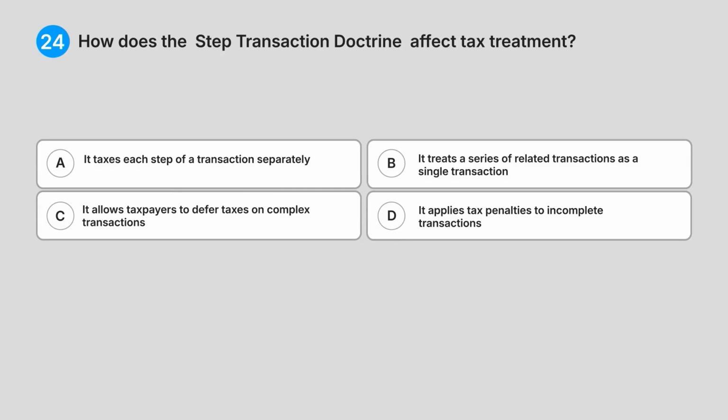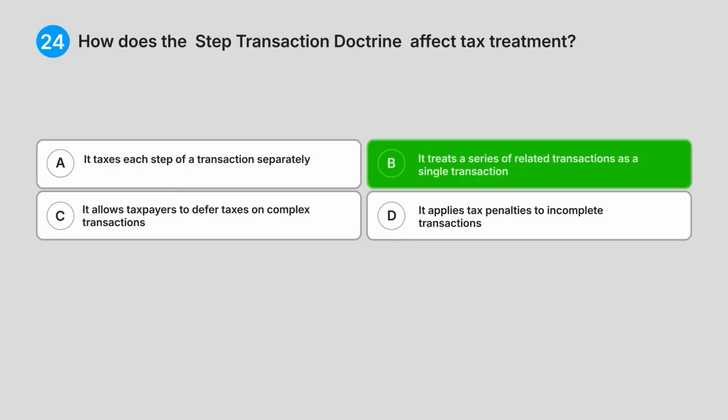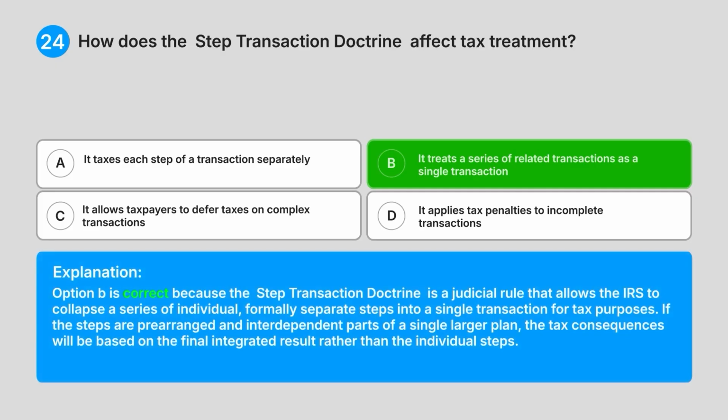Correct answer, B. It treats a series of related transactions as a single transaction. Explanation. Option B is correct because the step transaction doctrine is a judicial rule that allows the IRS to collapse a series of individual, formally separate steps into a single transaction for tax purposes. If the steps are prearranged and interdependent parts of a single larger plan, the tax consequences will be based on the final integrated result rather than the individual steps.